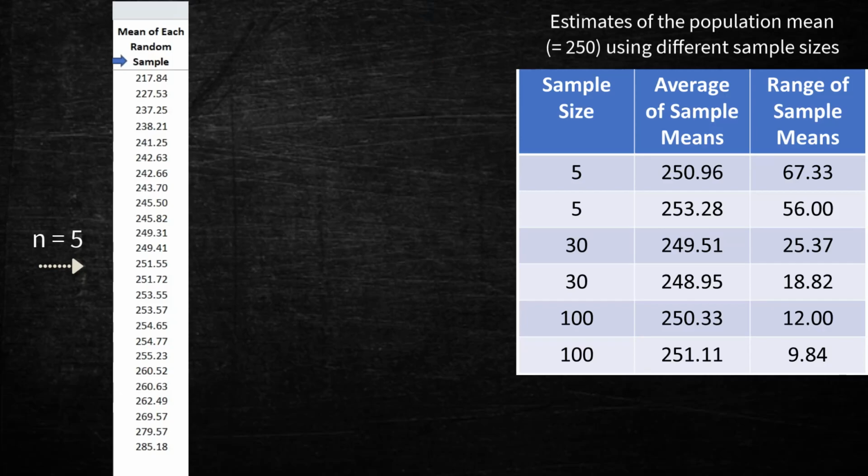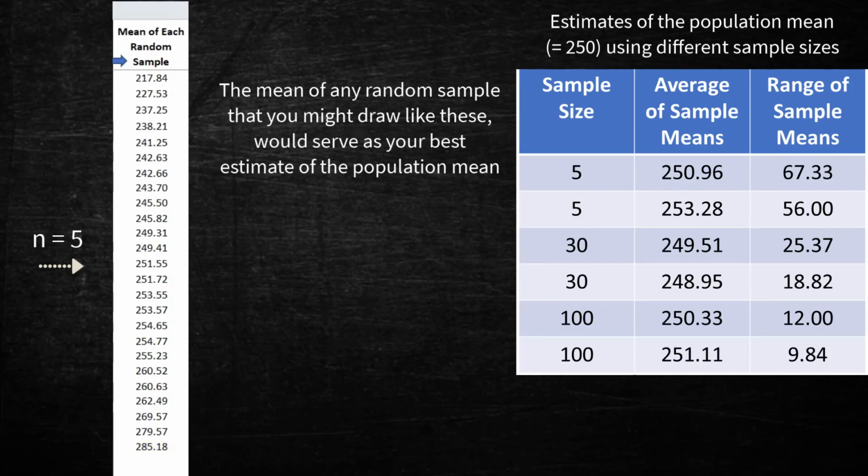Now let's look at the 25 sample means that were calculated from our first sample of size 5. You can see that the smallest mean was 217.84 milliseconds, and the largest sample mean was 285.18 milliseconds. So if you were drawing a single sample of size 5 from our population, you might have ended up with any one of a huge number of possible random samples like the ones listed here. Perhaps you might have drawn the sample with a mean value of 249.41, which would have been very close to the true population mean of 250, but you also might have drawn the sample with a mean value of 285.18, which is very far away from the true population mean. Whatever sample you drew would serve as your best estimate of the true population mean.